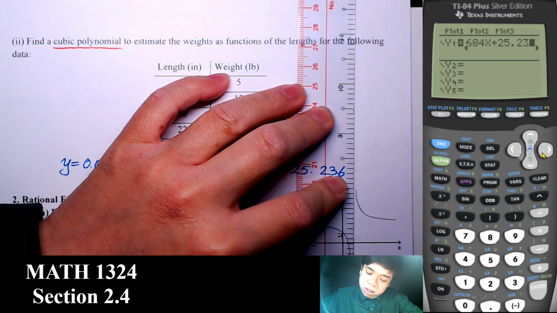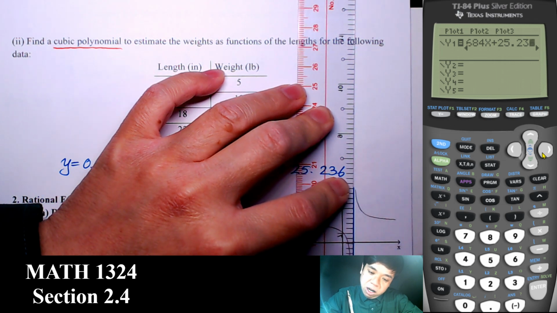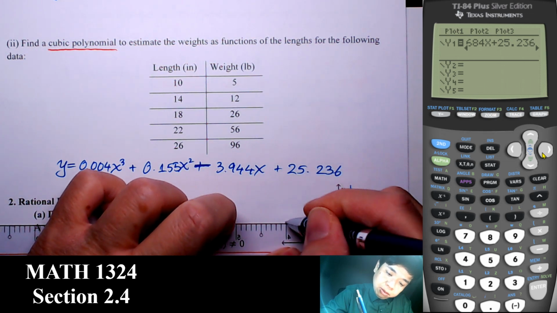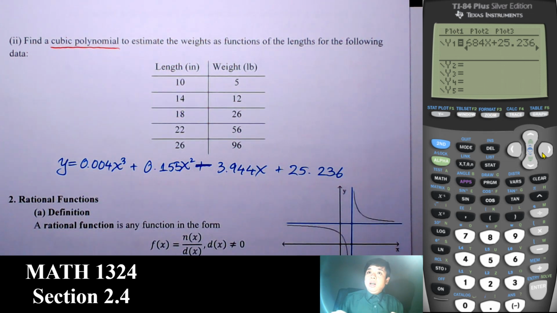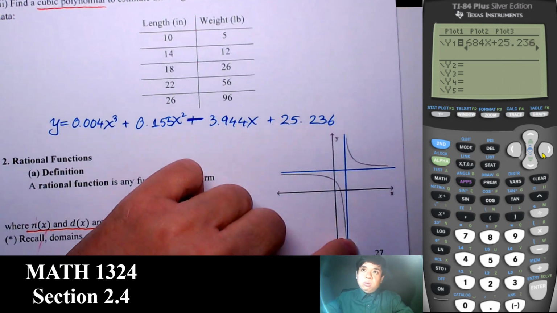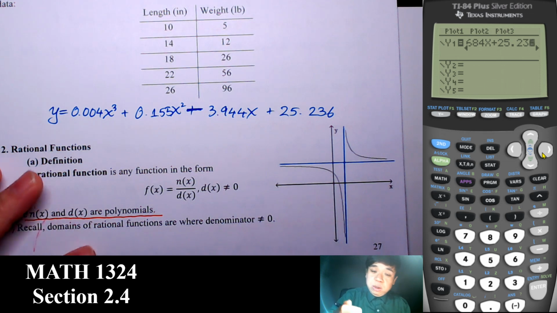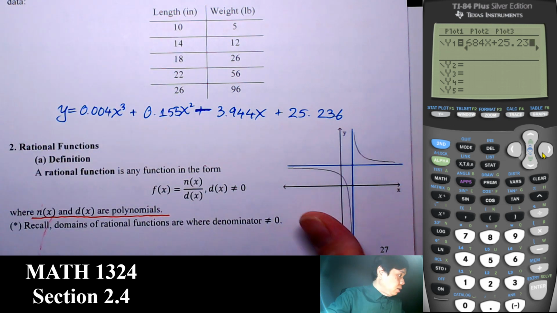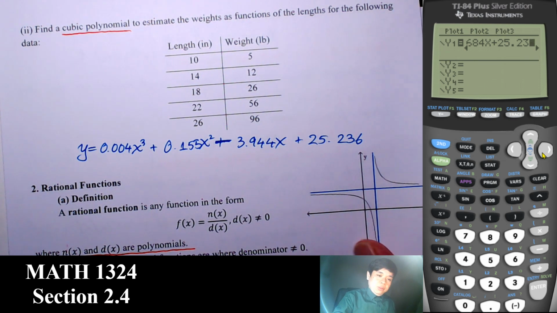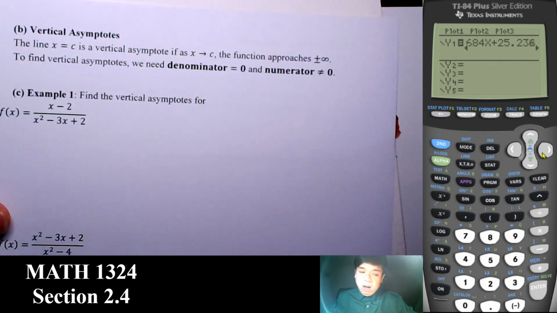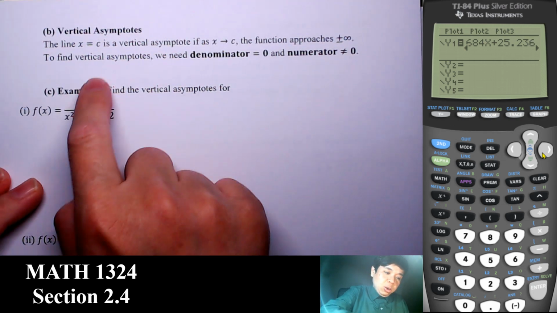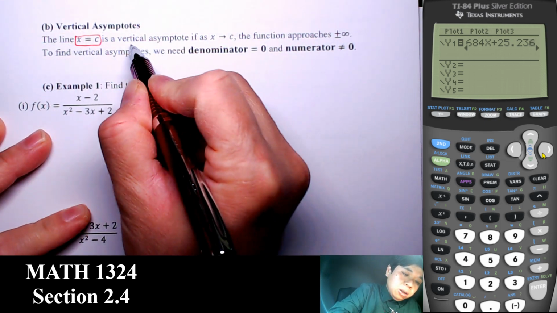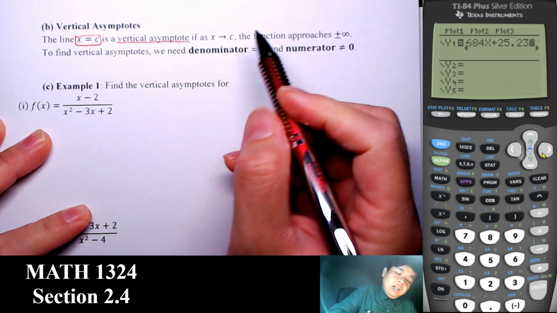So in which case, what we have is a line like this, where the function is approaching. This is called the vertical asymptote, and this is a horizontal asymptote, where the function is approaching. That's what we define here. Vertical asymptotes: the line x equal to c is the vertical asymptote. So x equal to a constant is a vertical asymptote.